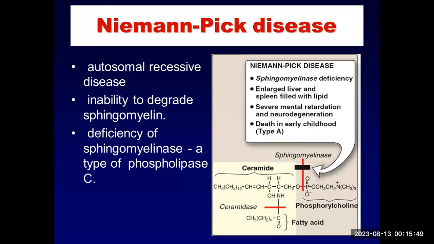The sphingomyelin keeps on accumulating and results in an enlarged liver and spleen, which are filled with lipids. It results in severe mental retardation and neurodegeneration, and then death occurs in early childhood. It is an autosomal recessive disease, with inability to degrade sphingomyelin, due to deficiency of sphingomyelinase, which is a type of phospholipase C.